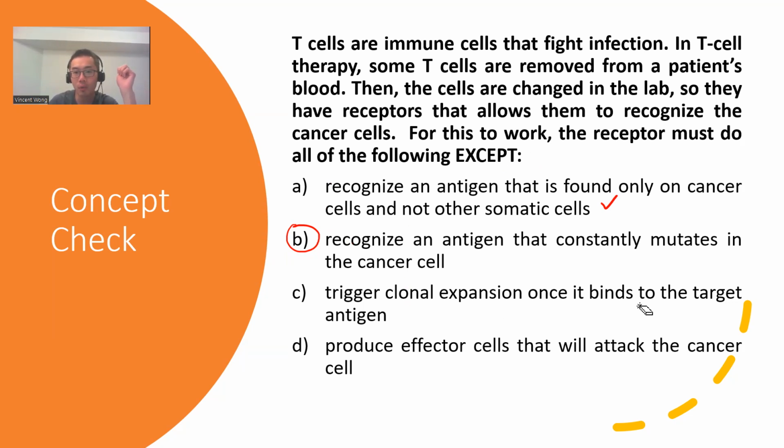Trigger clonal expansion once it binds to target antigen. Yeah, that's how you get the effectors. You gotta make a pool of naive T cells and naive B cells, and then they will differentiate. They will specialize into effectors. Effectors are things like killer T cells, memory T cells, so on and so forth, right? Produce effector cells that will attack the cancer cells. Obviously, that's something that's needed in a therapy that is going to be effective. So the answer is B.